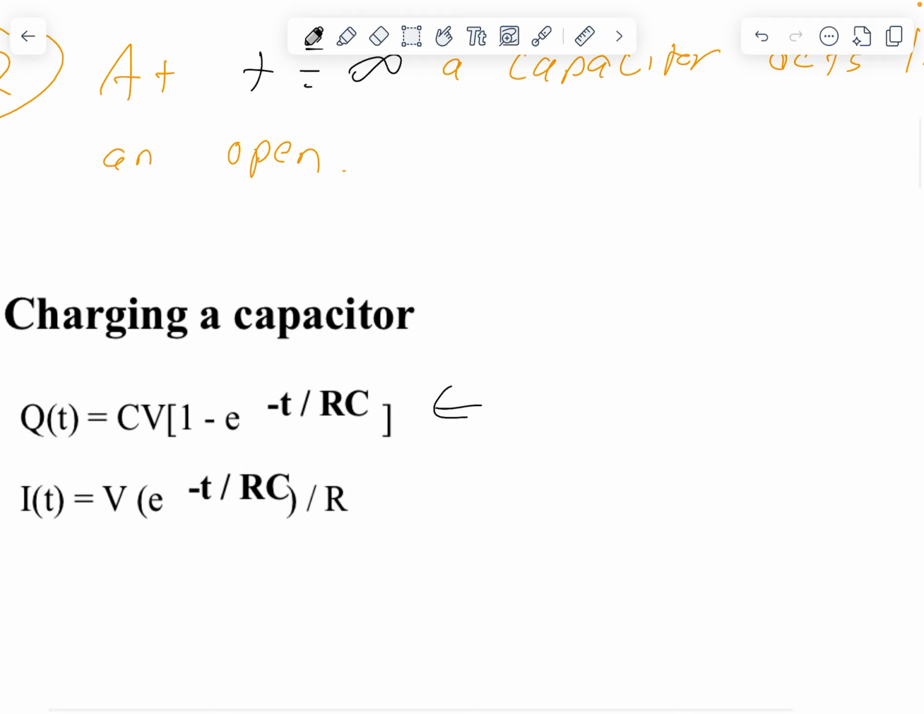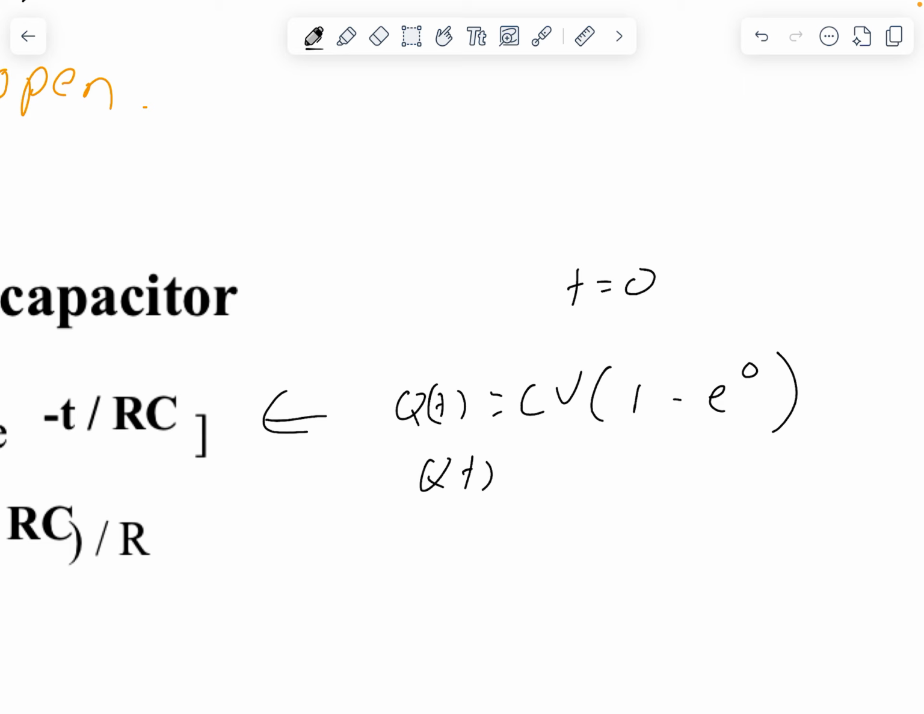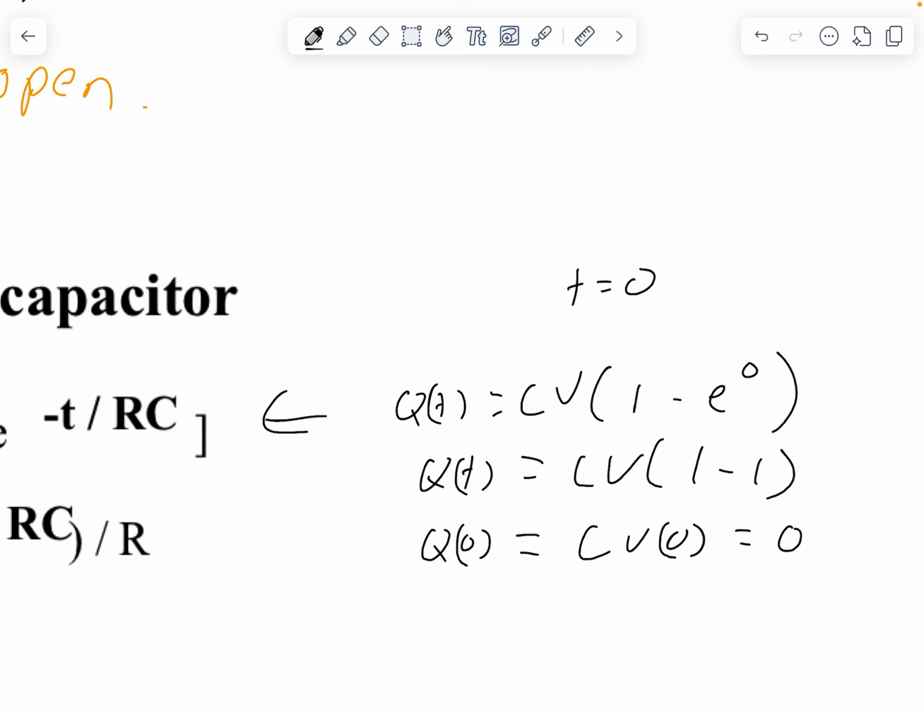I get Q of t is equal to CV, where C is the capacitance and V is the voltage, times 1 minus e to the negative t over RC. But if I plug in time equal to 0, all that stuff just goes to 0. The R value, the t value, the C value, none of that matters. Then e to the 0 is just a value of 1, so I get Q of t is equal to CV times (1 minus 1). So initially, this is telling me that at time equal to 0, there's absolutely no charge on the capacitor plates.